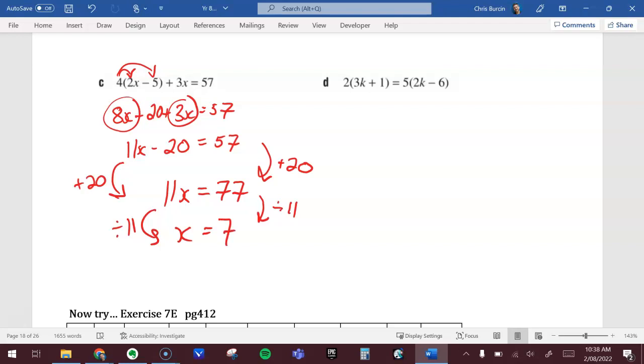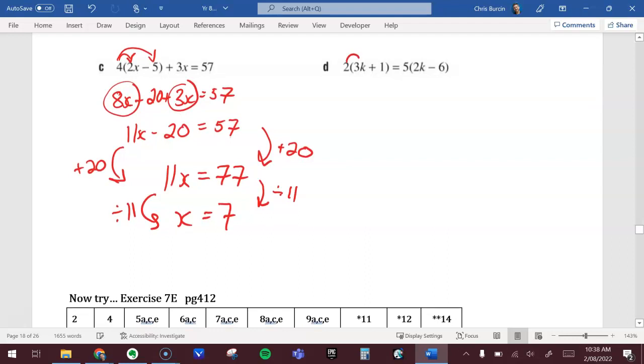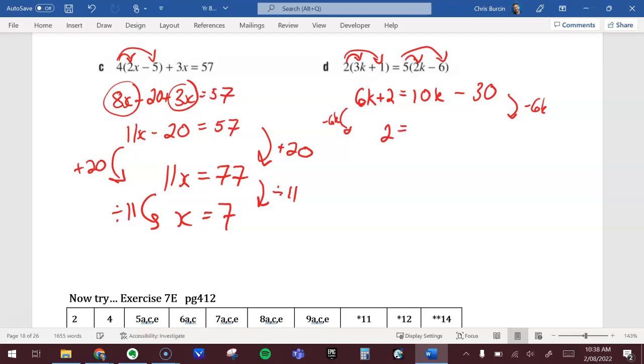There's my answer. Again, over here, for D, we've got 2 times 3k, which gives us 2 times 3 is what? 6k, plus 2 times 1 is 2, equals, oh, remember 2 times 1 is 2. 5 times 2k is 10k, minus 5 times 6 is 30. Now, I've got pronumerals on either side of my equation, so I want to deal with that. 10k is larger than 6k, so let's subtract 6k from both sides. And that will give me 2 on one side of the equation equals 10k minus 6k is 4k. And we can't do anything about 30 just yet as far as the k's are concerned.